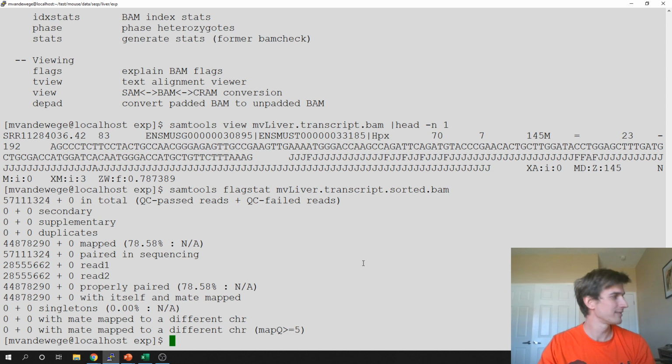So what this tells us is the number of reads that were in our FASTQs, and the number of reads that were attempted to map. It's about 57 million paired reads in our FASTQ file, and out of those 57 million reads, 44 million were mapped to our reference sequences. So about 78% of our reads were derived from these protein coding transcripts.